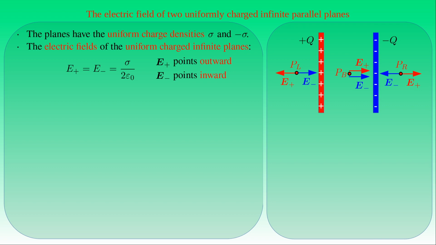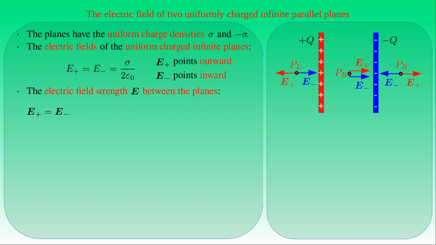We start with the net electric field in the point PB located in the space between the planes. As the figure shows, both the electric fields E sub plus and E sub minus point in the same direction in that point. Therefore we can write that the electric field E sub plus is equal to the electric field E sub minus, and this relation holds everywhere between the planes.